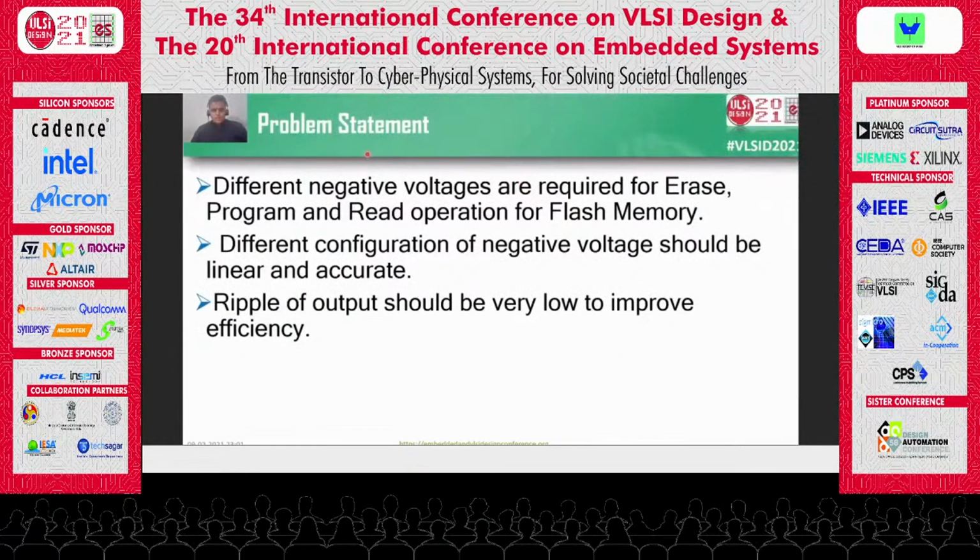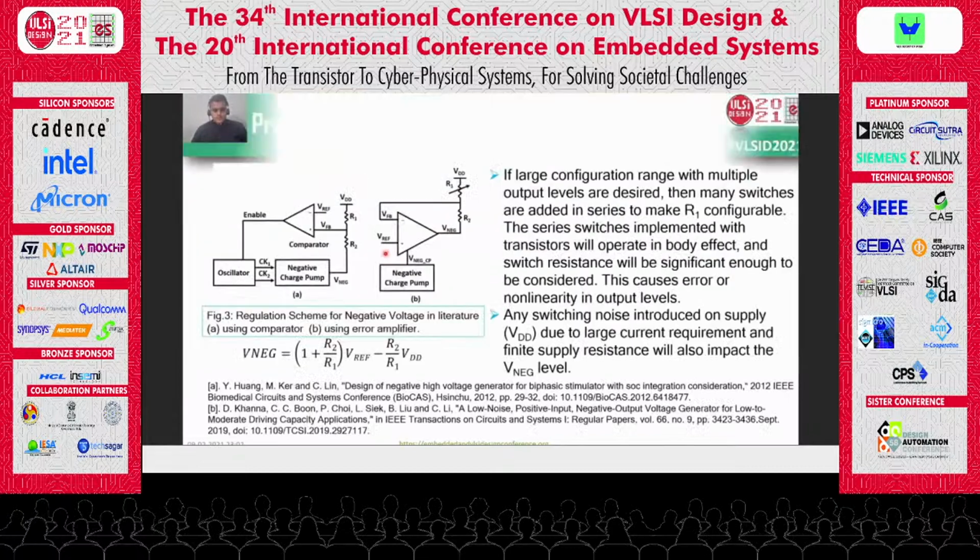In this slide, we will go through the problem statement. So we require different negative voltage for different operation of flash memory. For erase operation, we require a very big negative voltage, and for program and read operation, we require a small value of negative voltage to reduce the leakage of non-selected sector. So these different configurations of negative voltage should be linear and accurate. Also, ripple of outputs should be very low to improve efficiency of all these different operations.